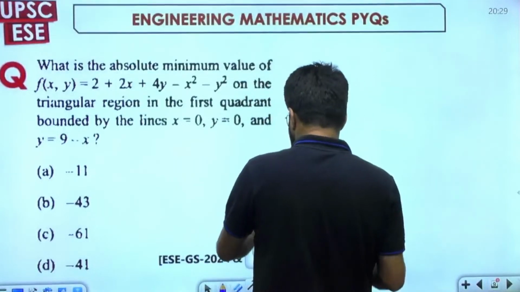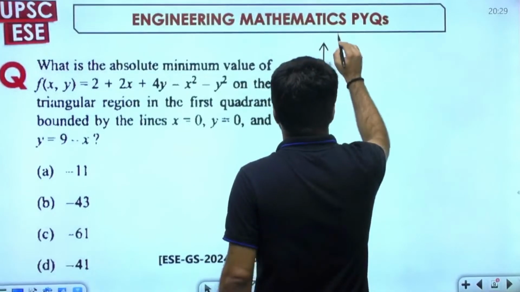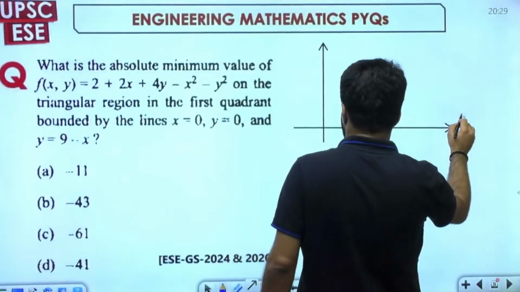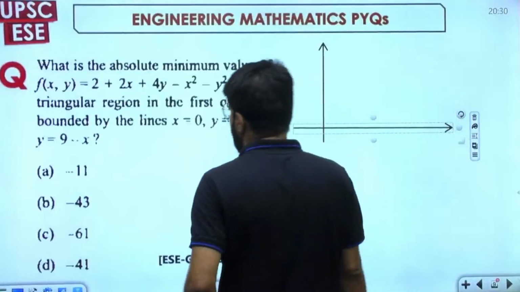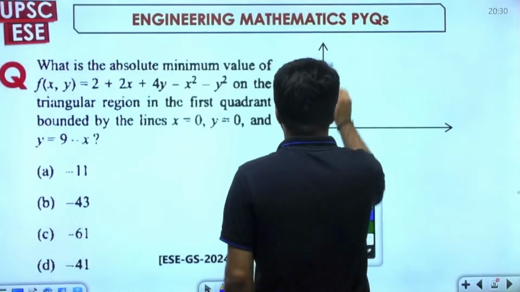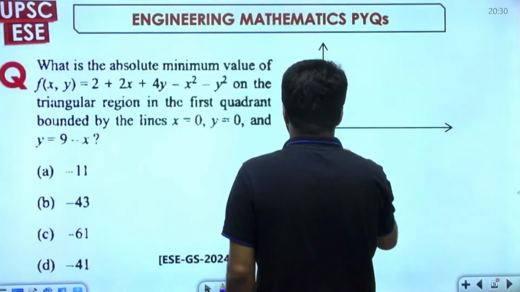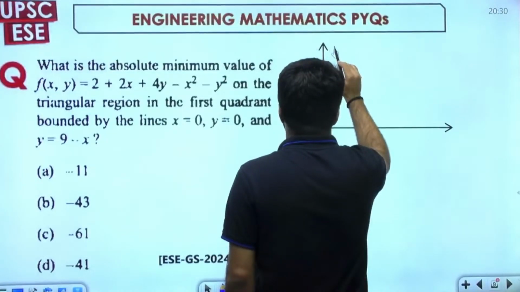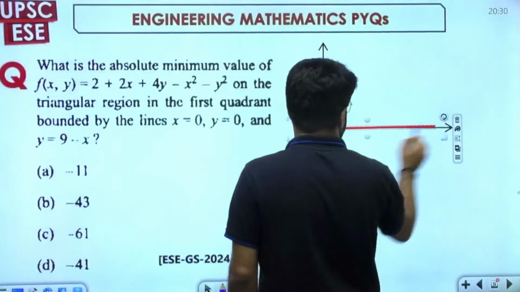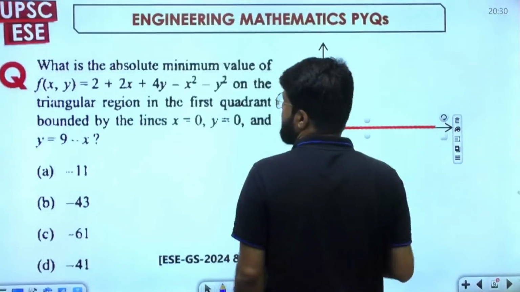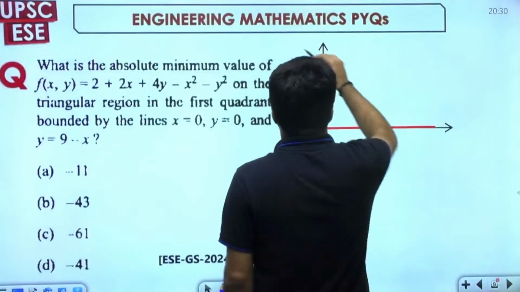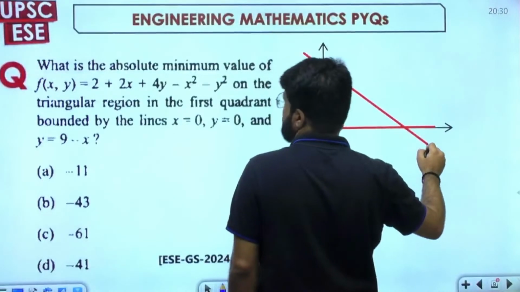So that as soon as I calculate the stationary points, okay, what is the region given? x equal to 0. No problem. We all know that x equal to 0 means y axis. Then they have given y equal to 0 as well, which is x axis, and y equal to 9 minus x, x plus y equal to 9.